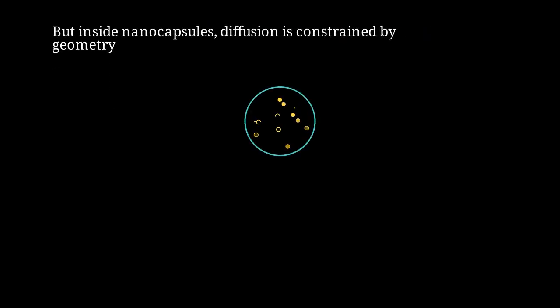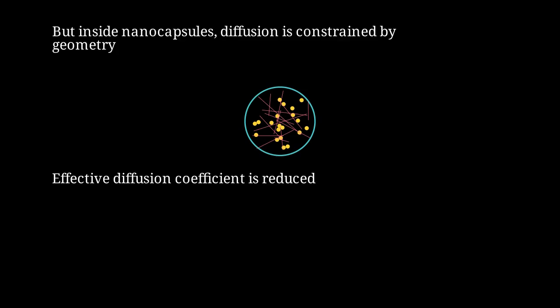Inside a nanocapsule, molecules are constantly colliding with the walls and each other. Their paths are highly constrained compared to bulk diffusion. The effective diffusion coefficient inside the capsule can be 10 to 100 times smaller than in bulk solution. We write D effective equals D bulk times some function of confinement that accounts for the geometric restrictions.